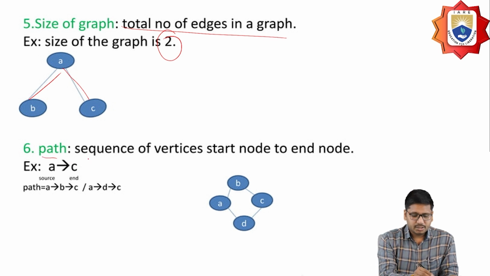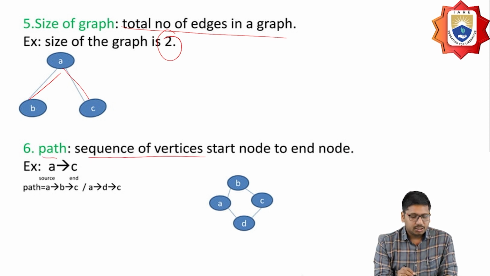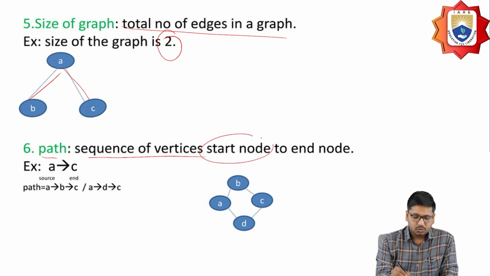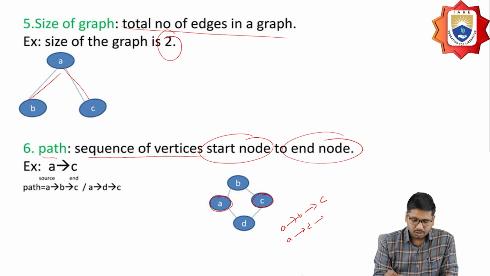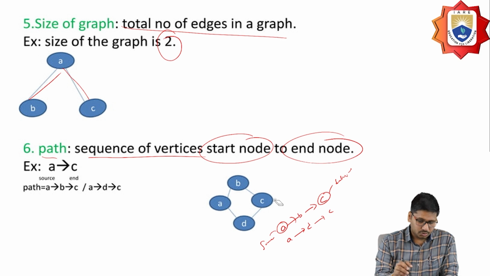And next one is the path. A path is a sequence of vertices from the start node to the end node. Suppose I want to find the path from A to C. The path may be A to B and B to C. Otherwise I can go A to D and then D to C. This one is called the source, and this one is called the destination. So what is the path, suppose I have a graph like this.